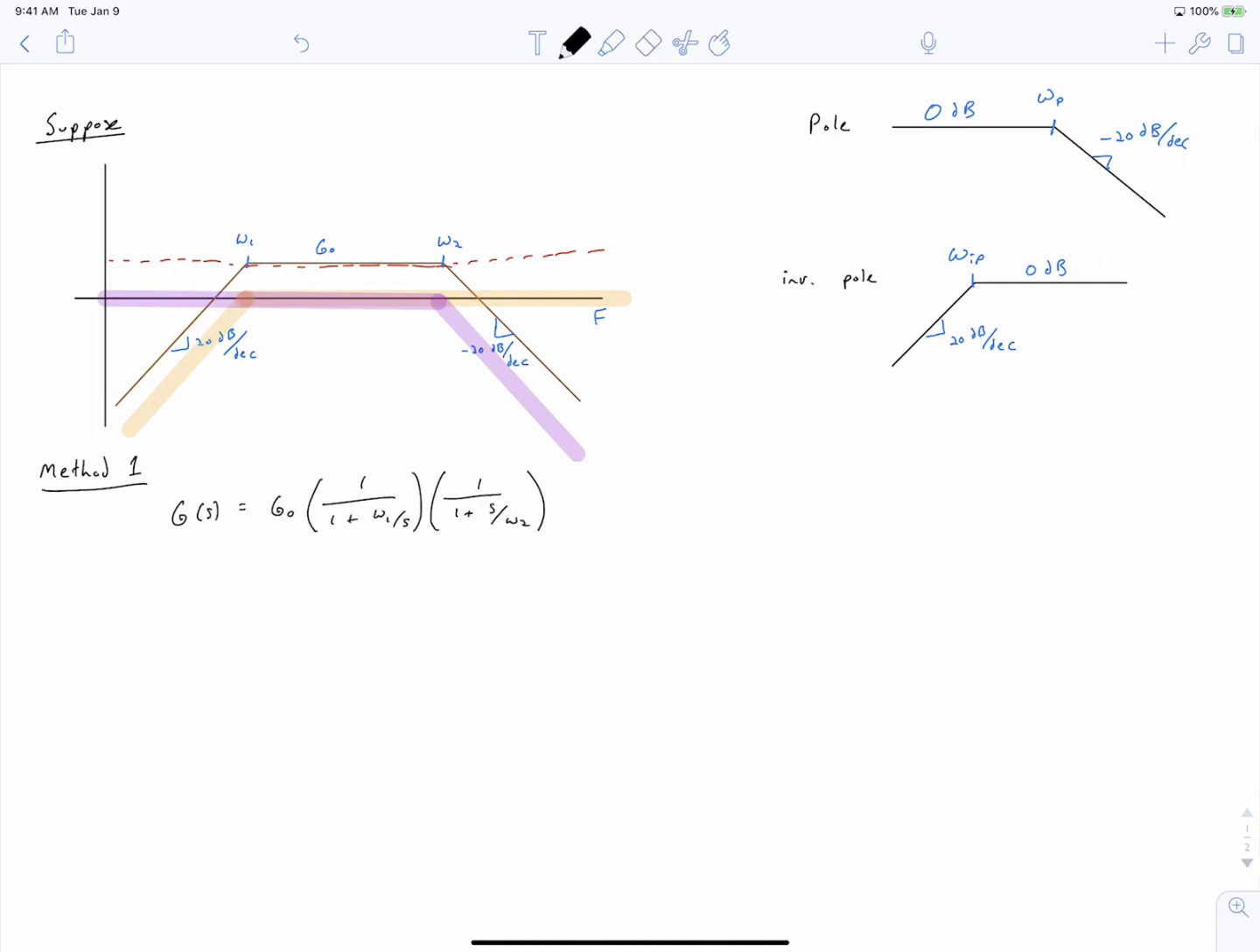A combination of a pole and an inverted pole. So our inverted pole, remember that transfer function is 1 over 1 plus omega IP by S. And that corresponds to this term. And our pole has a transfer function in the form 1 over 1 plus S by omega P, which is, of course, this term over here.